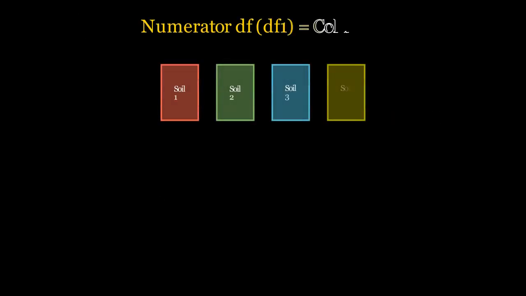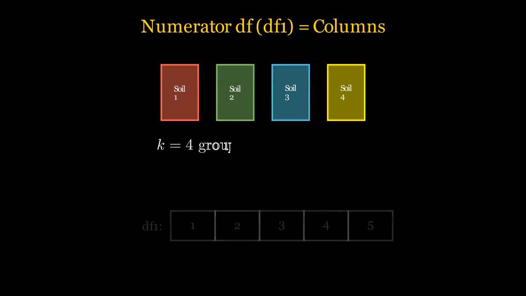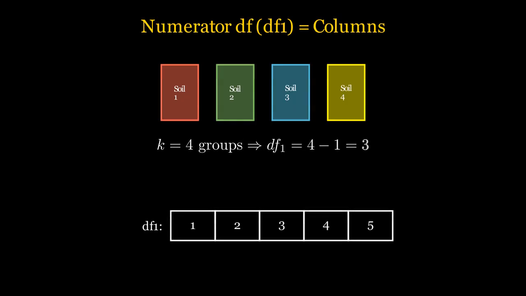The first parameter we need is the degrees of freedom for the numerator, often denoted as df1. This usually represents the number of groups you are comparing minus 1. For example, if you are testing 4 different types of soil fertilizers, your df1 would be 3. This value determines which column you will look at in the F-table.